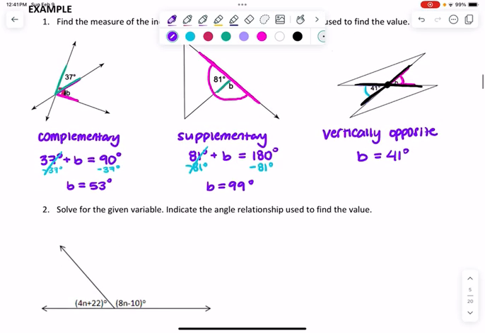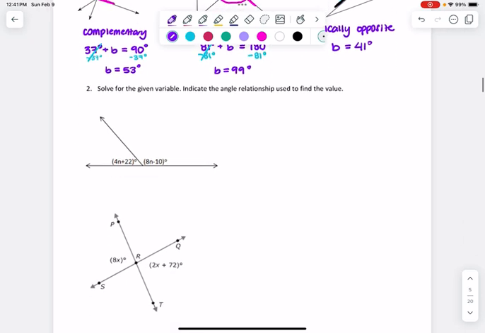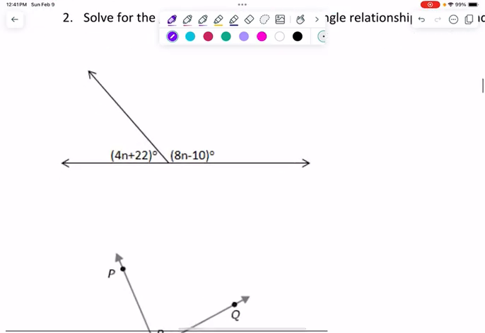Now we can get a little bit more complex, but we won't go too much more complex than this, but we're going to do the exact same thing. It looks a little bit scarier because there's some variables in there, but I promise you it's not too much different. Okay, so I'm looking at two angles. I've got this angle here, the 4n plus 22, and I've got this angle here, the 8n minus 10. And I want to know what relationship exists between them.